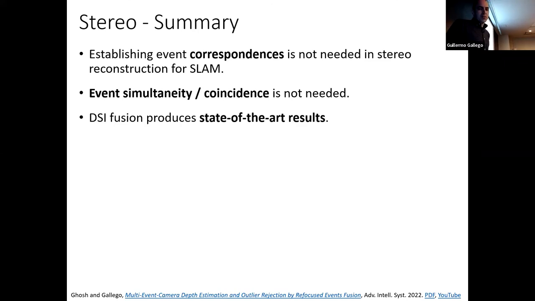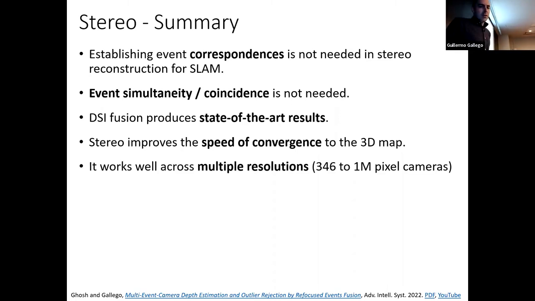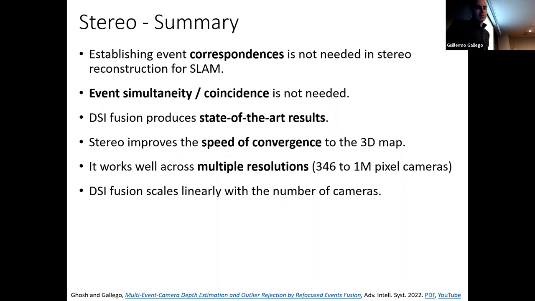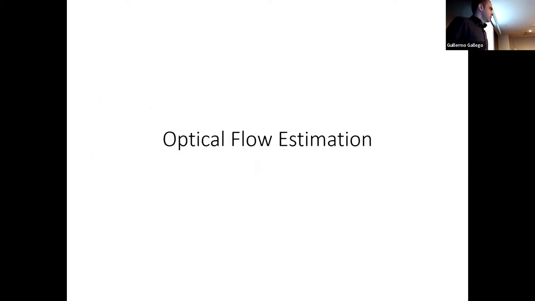This produces state-of-the-art results, improves the speed of convergence, the outlier removal, and the accuracy. And it works well across multiple resolutions. I showed results on the MVSEC data set, which has 346 columns, DSEC, which has 640, and the 1 megapixel from TU Munich. And it scales linearly with the number of cameras, which is also quite a nice property for a multi-camera setup. The code is available, we're just waiting for the license to release it. So that was the part on stereo.